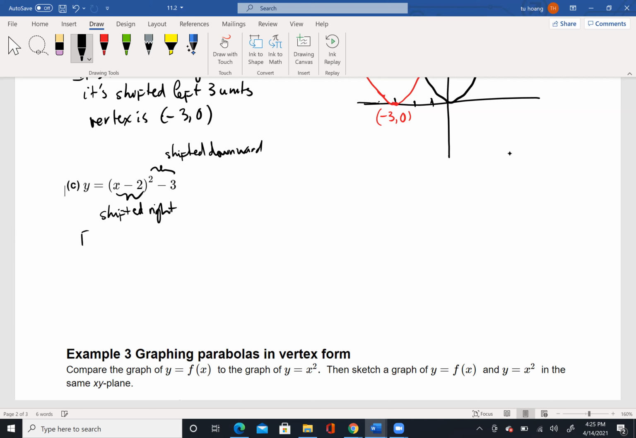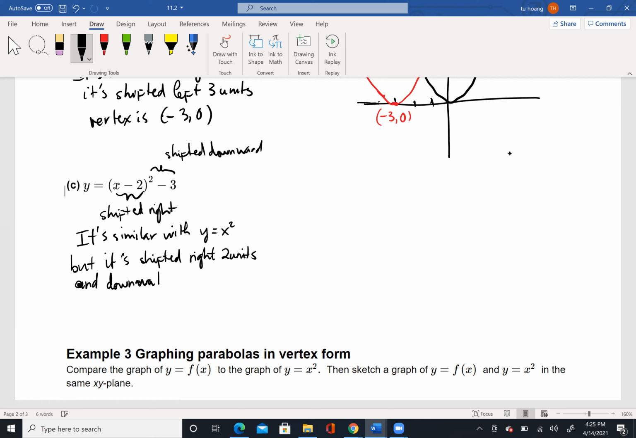So let's say it is similar with y equals x squared, but is shifted right 2 units and downward 3 units.